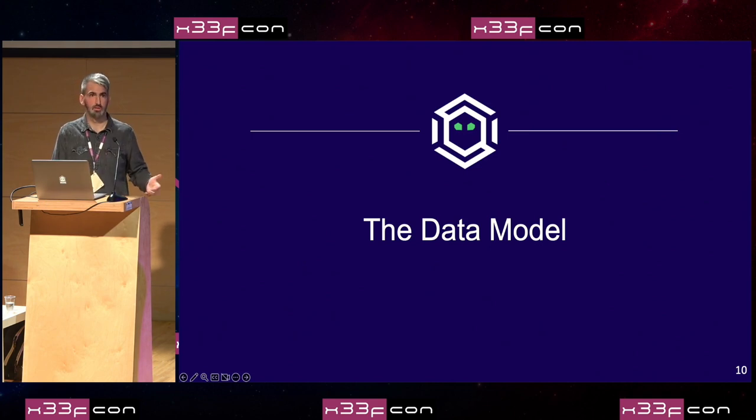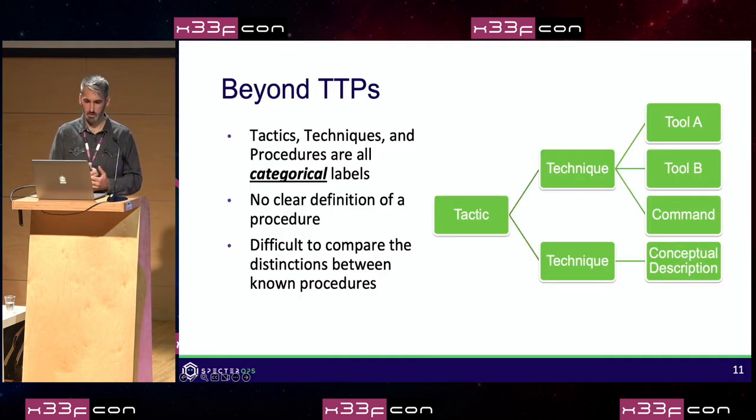So let's go ahead and jump into the data model that underpins Cartographer. Tactics, techniques, and procedures has essentially become the de facto model for describing tradecraft in the information security industry. But the issue here is not that TTPs are inaccurate or a bad model to use, but that they're fundamentally categorical labels. They are not descriptive of the underlying actions that take place when you carry out a specific procedure. And furthermore, there's no real clear definition of what a procedure actually is.